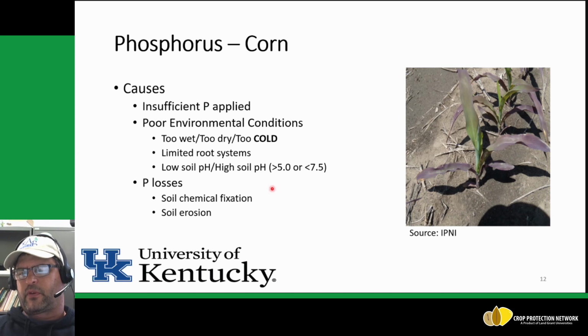The phosphorus losses: soil chemical fixation. The soil chemistry will lock it up, like I was talking about with the aluminum and the iron and calcium. And then soil erosion, it's tightly bound to the soil. It doesn't move that far. So when we're losing soil, we are probably losing phosphorus.